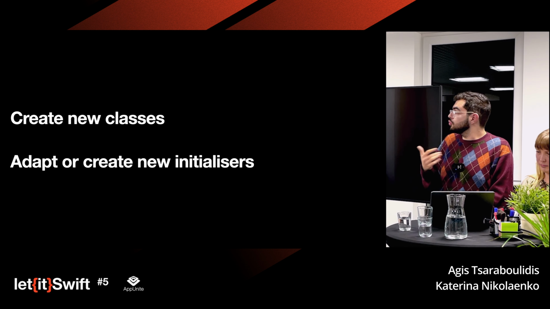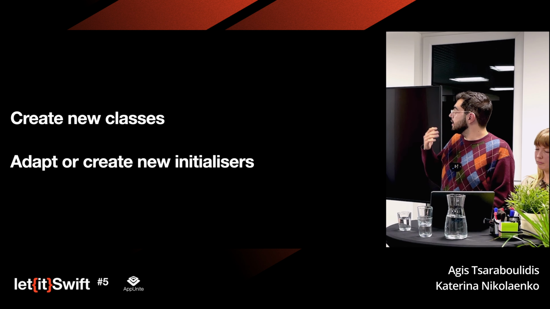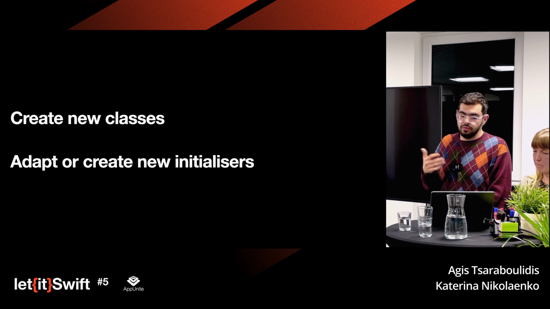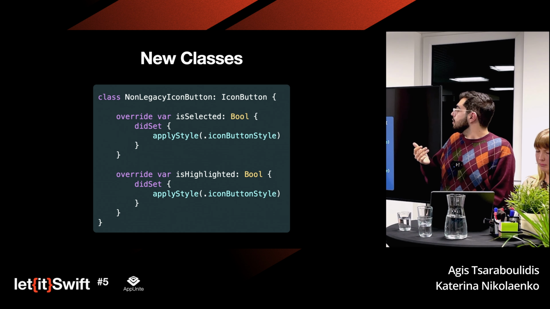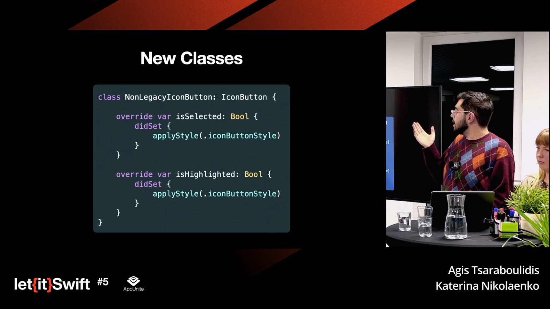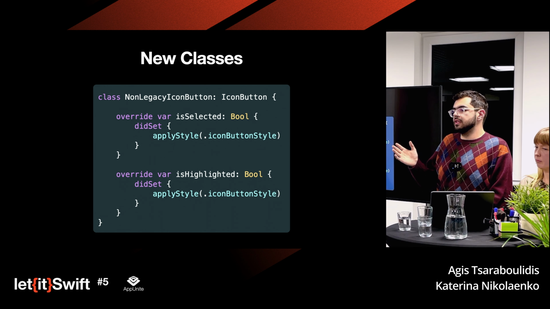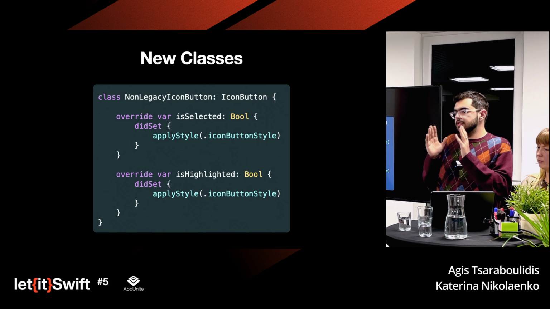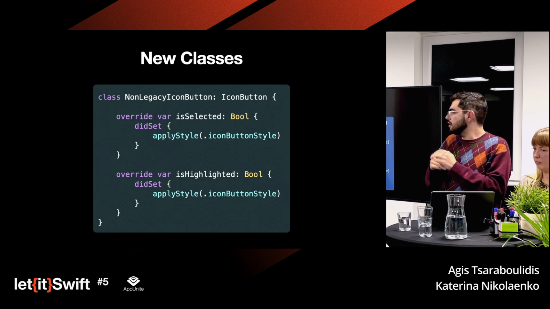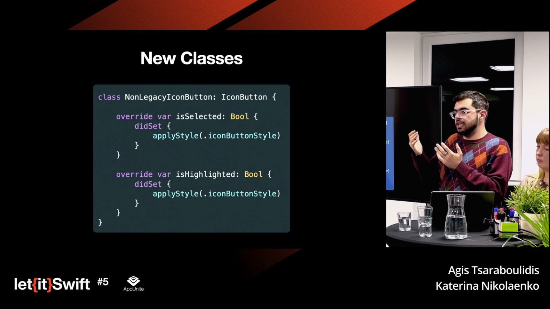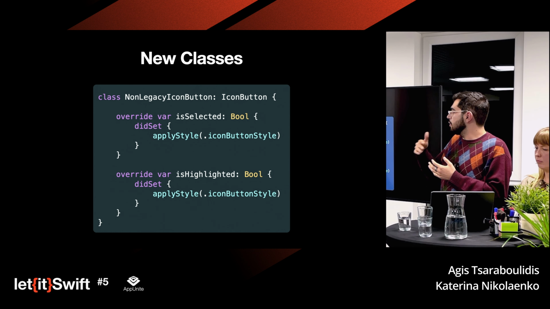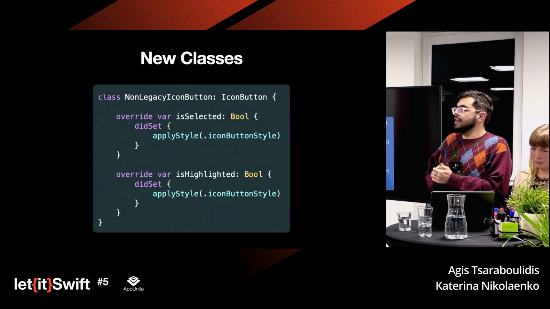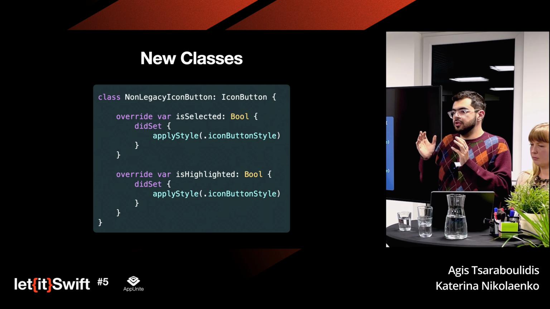So what should we do instead? Extend the code, create new classes, or adapt or create new initializers. What I mean by creating new classes, for example, in this case, we wanted to override is selected and is highlighted, but icon button is being used in many different places across the project. But we were just working on a specific screen and we wanted to make a change there. So instead of going to icon button and making the change there and applying that change to everything across the app, we created a new class and we overrode those two properties. That can be helpful because it will keep your changes to the minimum.